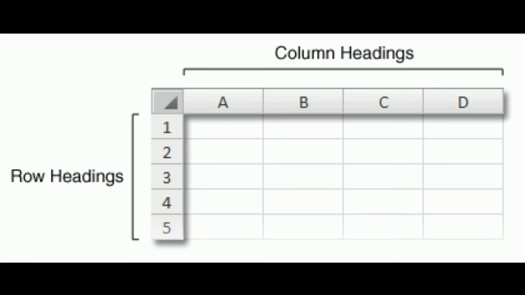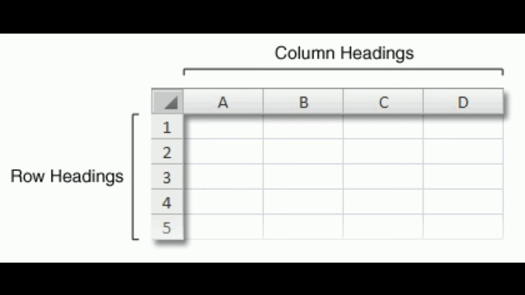Now let us see what you mean by row heading and column heading. Row heading means each row is identified by a number called row heading. That is, each row is identified by numbers like 1, 2, 3, 4, etc., and this is known as row heading. Row headings appear along the left border of a worksheet. Next one is column heading. Each column is identified by letters like A, B, C, D, etc., and this is known as column heading. Column headings appear across the top border of a worksheet.